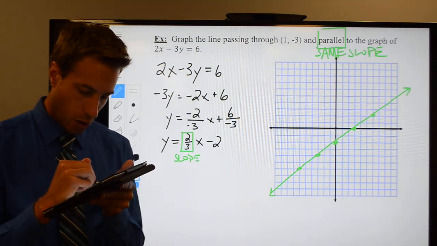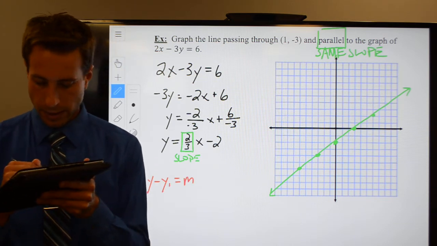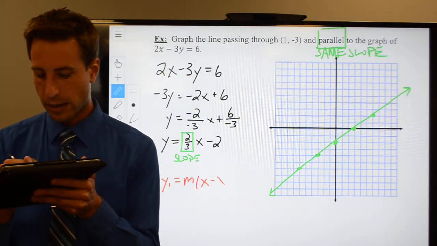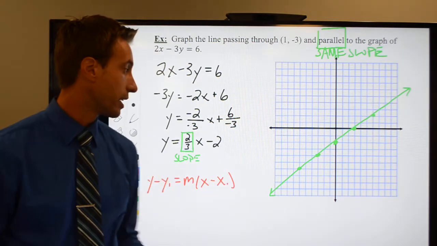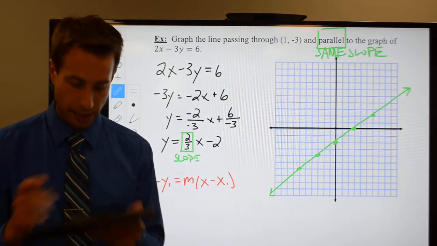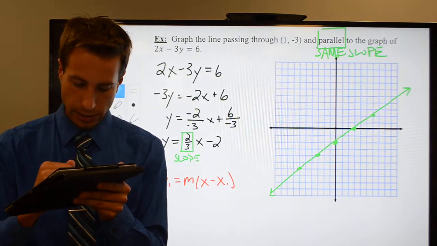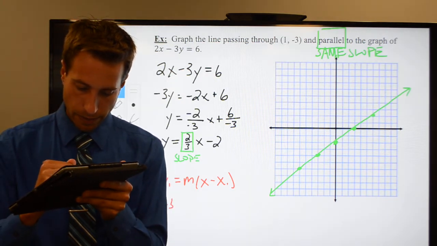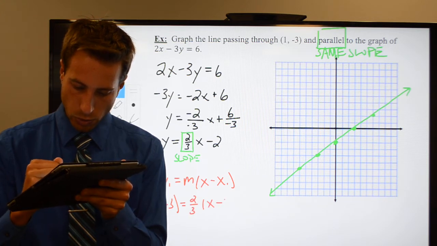I'm going to have y minus y1 is equal to m times x minus x1. My slope, I already know, 2/3, and the point 1, -3. So y minus, careful, watch your signs, -3 is equal to 2/3 x minus 1.